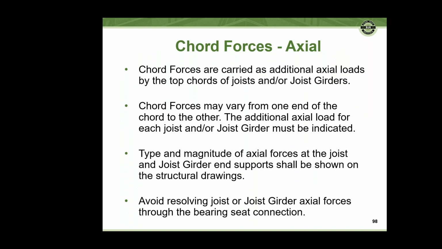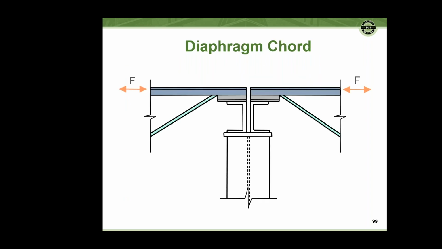Axial forces. Chord forces are carried as additional axial loads by the top chords of joists and girders. They may vary from one end of the chord to the other, and the additional axial load for each joist must be indicated. Type and magnitude of axial forces at the joist and joist girder end supports shall be shown on the structural drawings, and avoid resolving them through the seat connection.